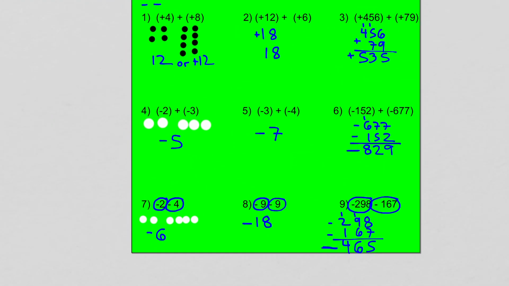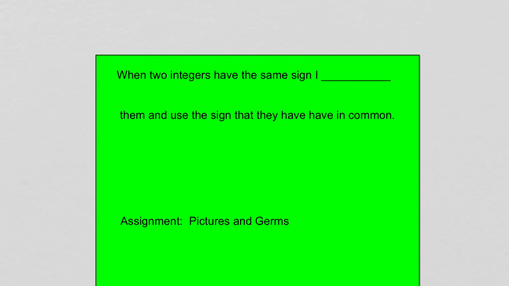So we've been able to develop a rule here. In every case on this page, when the signs were the same, we were adding up the integers. And we were using whatever sign they shared. So I'd like to write that rule down. I'm going to flip over here. When 2 integers have the same sign, I add them. And use the sign that they have in common. So if it's both positive, the answer is positive. If it's both negative, the answer is negative.